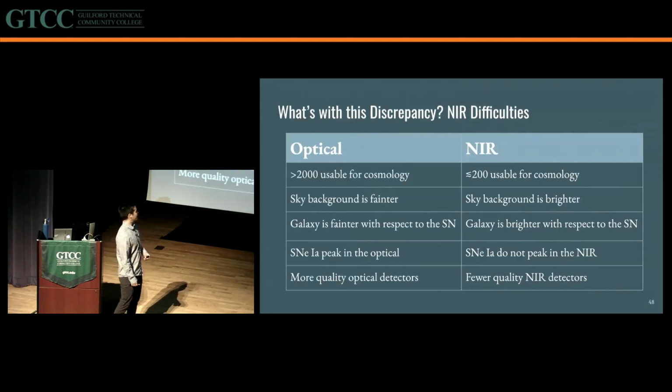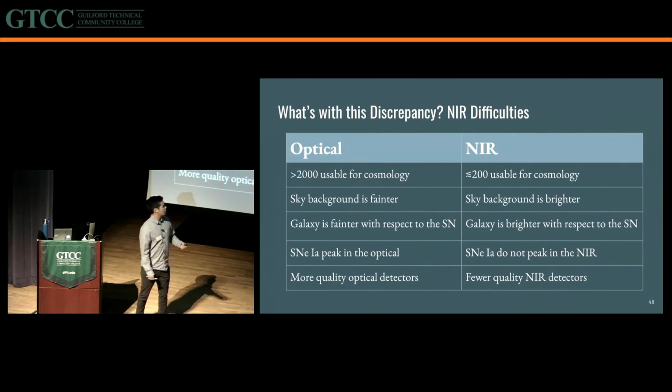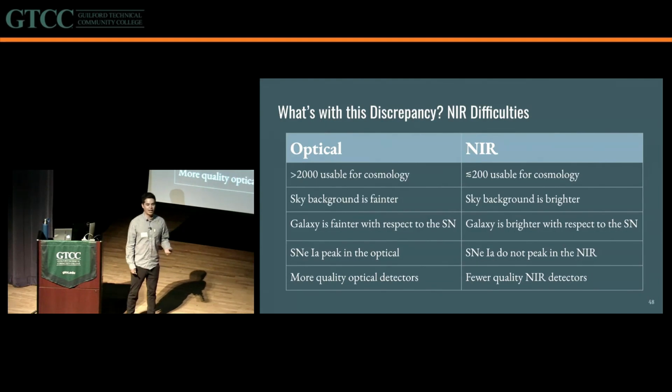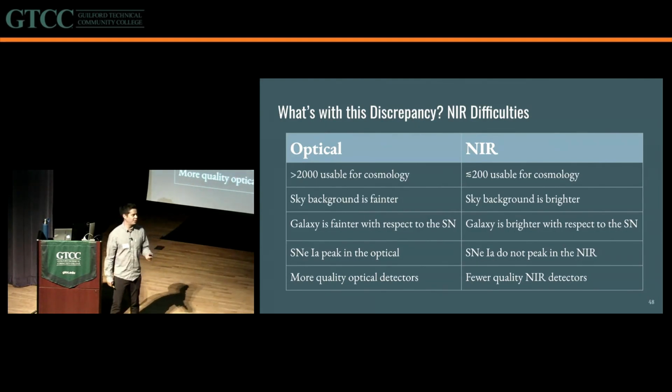So this is my project. So maybe you were thinking, what's up with that discrepancy? There's 2,000 observed in the optical. There's only 200 in the near infrared. What's up with that discrepancy? I just motivated to you all, we should be observing only in the near infrared, right? No, there are a few reasons why it's difficult. It's difficult to observe in the near infrared.